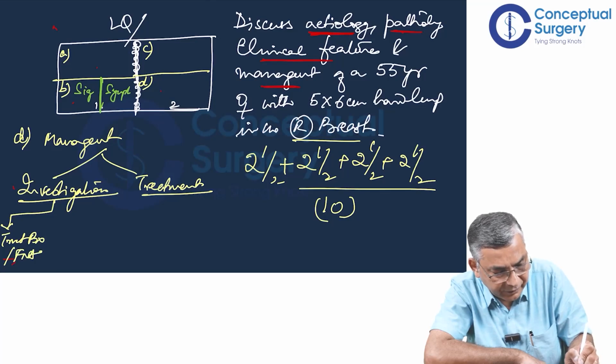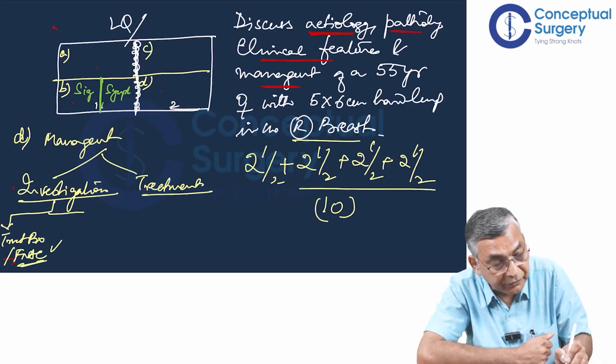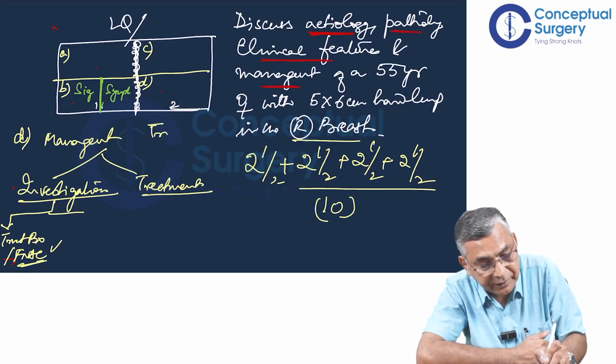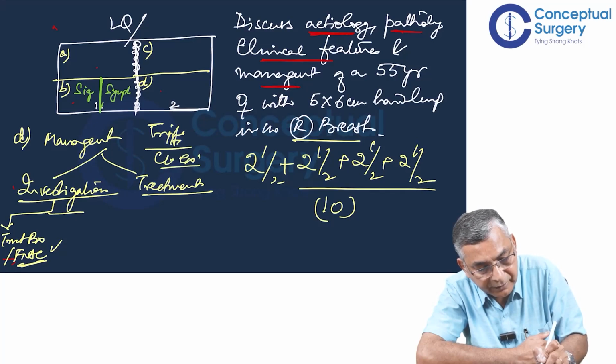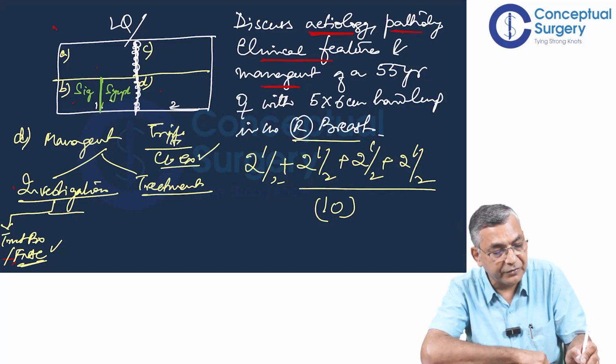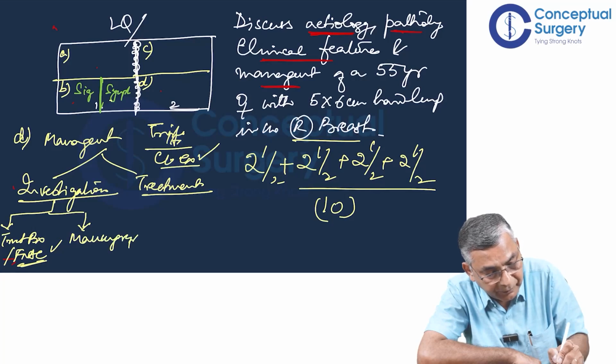FNAC is not relied upon these days, but you can make a mention. And so you have to do what is known as the triple assessment. The first part of the triple assessment is clinical examination, that you have already done in the previous section. Then you would proceed to do biopsy, and you would like to do imaging. So you can say that you will do a mammography.